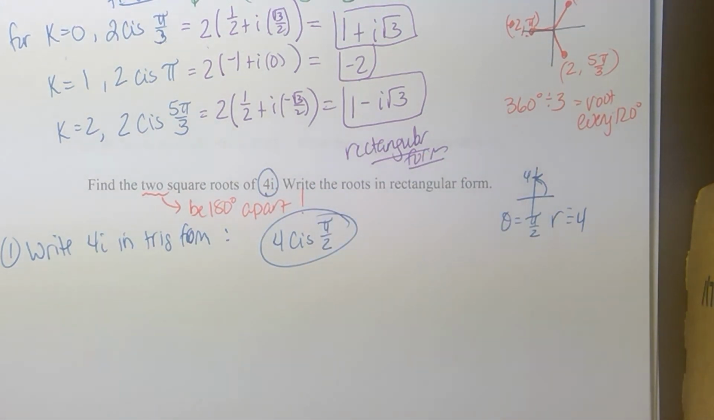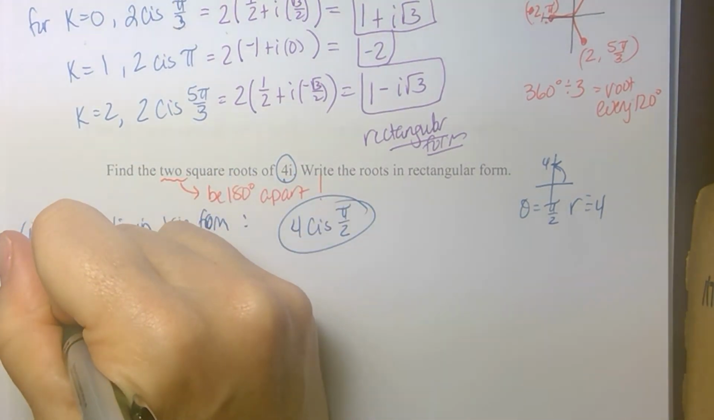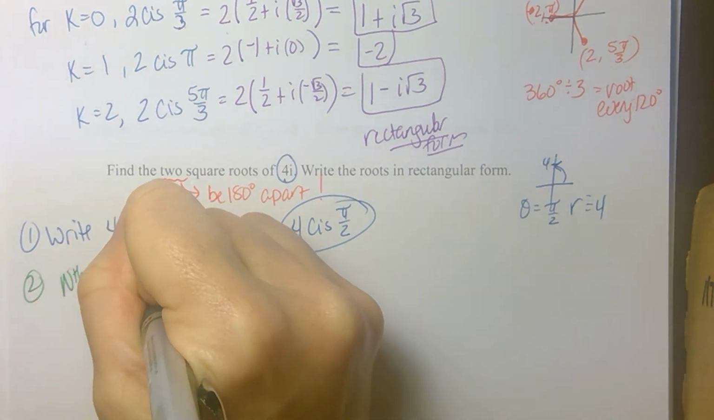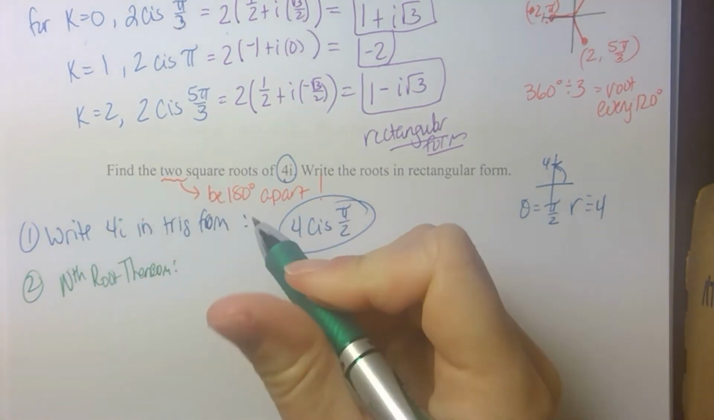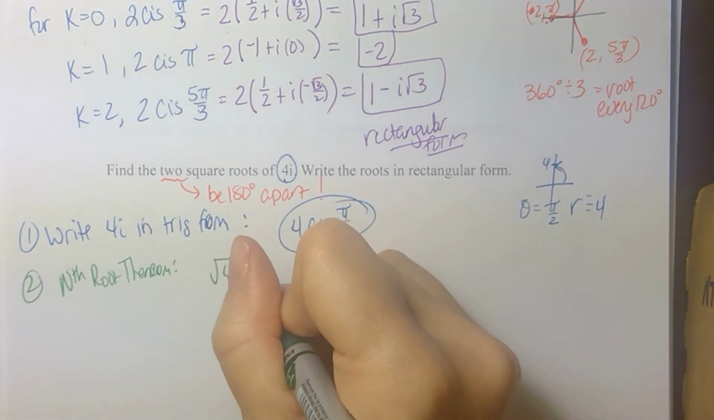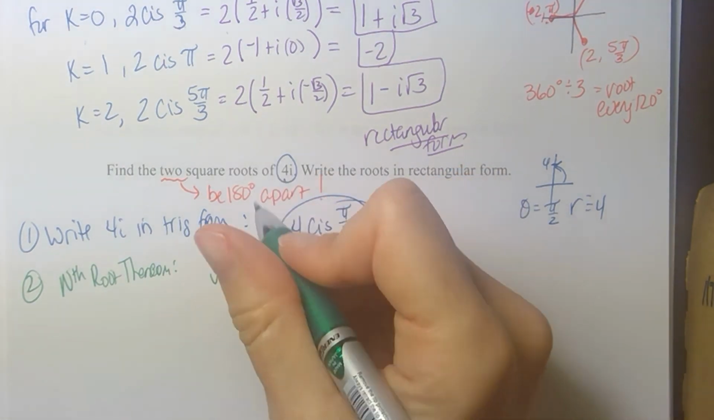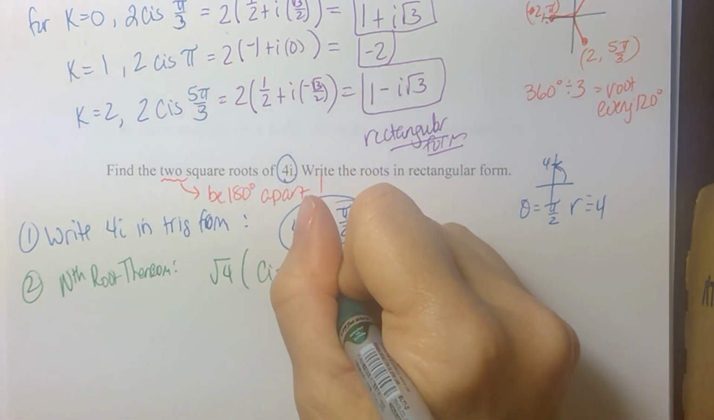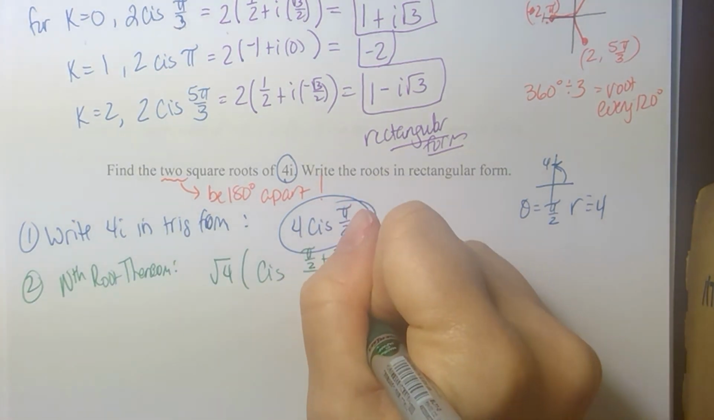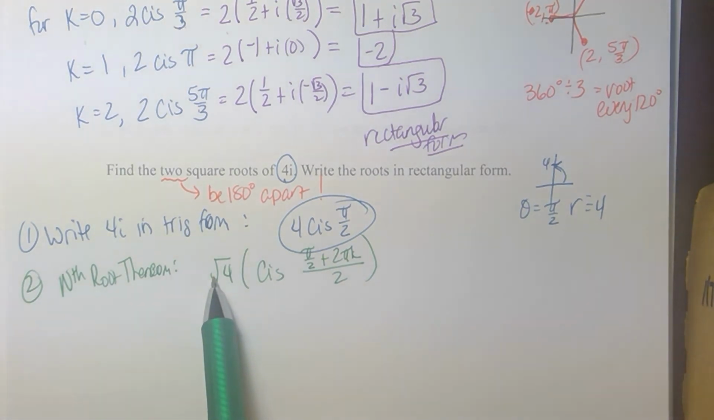Now we're going to apply our root theorem, the nth root theorem. I'm going to take the square root. So I take the square root of 4, and then in here, I'm going to do cis of pi half plus 2 pi k divided by 2 because I divide by the index.